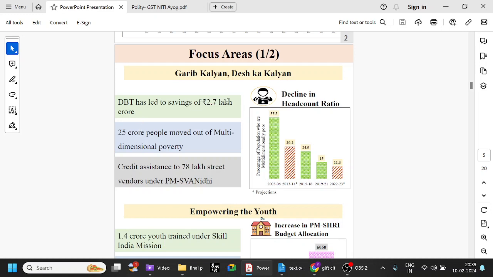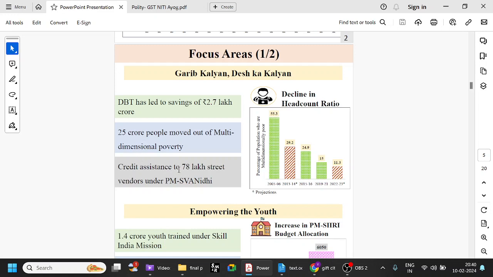So, DBT has led to 2.7 lakh crore savings, and 25 crore people have moved out of multi-dimensional poverty. Multi-dimensional poverty means poverty in the economic sense, education, health, malnourishment, etc. So several dimensions will be there. The multi-dimensional poverty index is very important, and 25 crore people have moved out. You can see the percentage has reduced. Remember this trend: there is a huge decrease in multidimensional poverty. From 55%, it has come down to 11.3%. So 25 crore people have moved up.